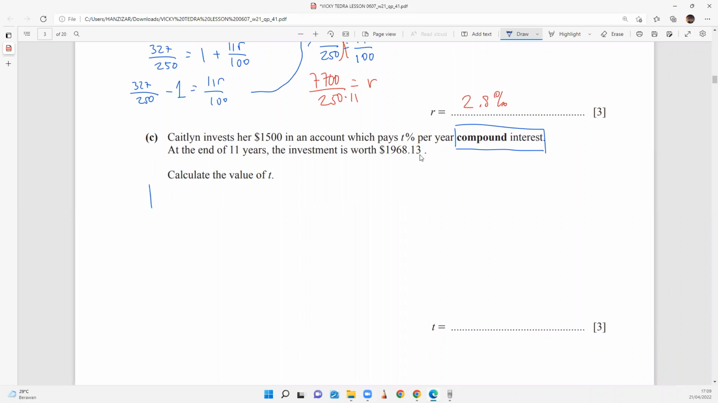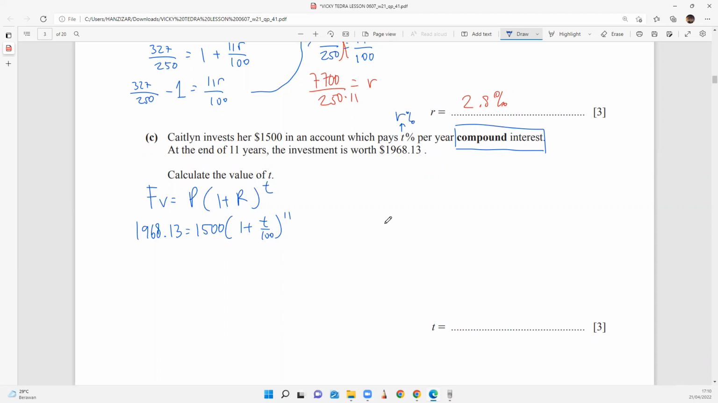Okay, so the future value is P times (1 plus R) to the power of T, right? Caitlin invests her 1,500 in an account, and the investment is worth 1968.13. So write down the future value, right? The present value is 1,500. 1 plus R, where R is the T%, so T over 100, right? Power 11. You don't have to get confused by this T. T is time. No, this is R, right? Because R percent. So this is the rate.